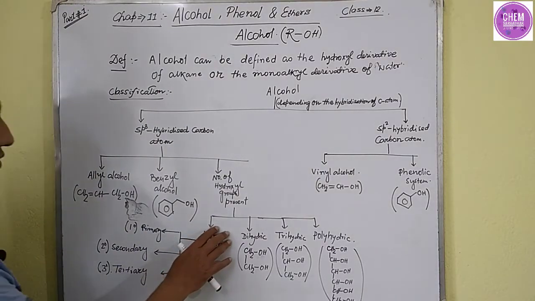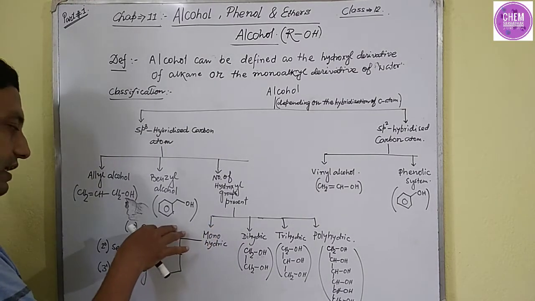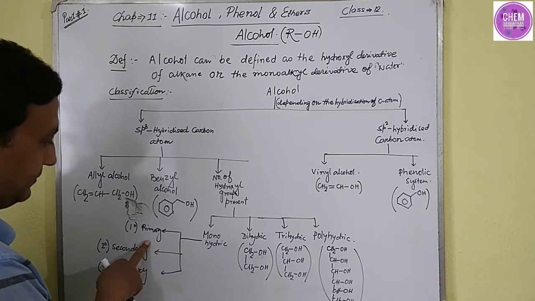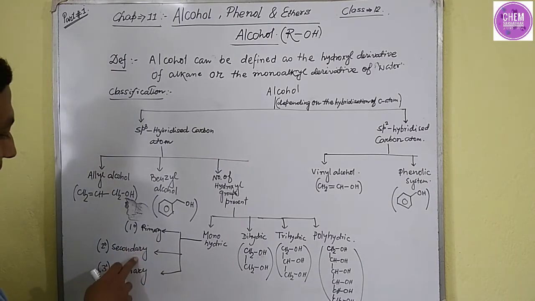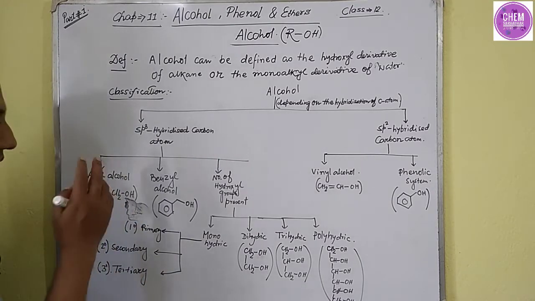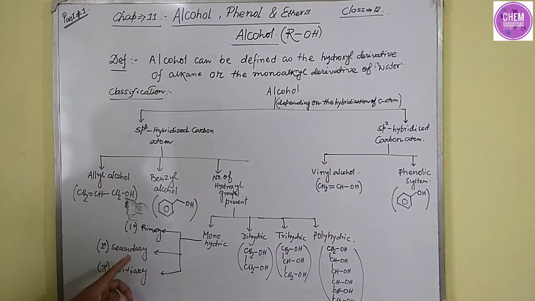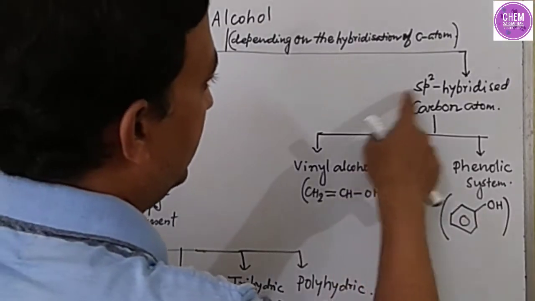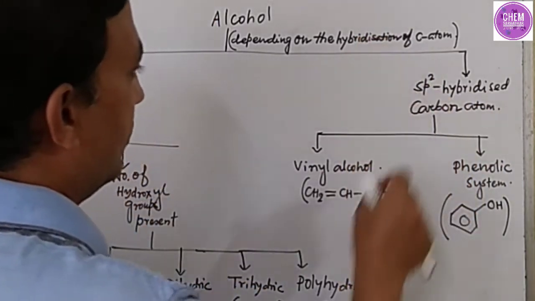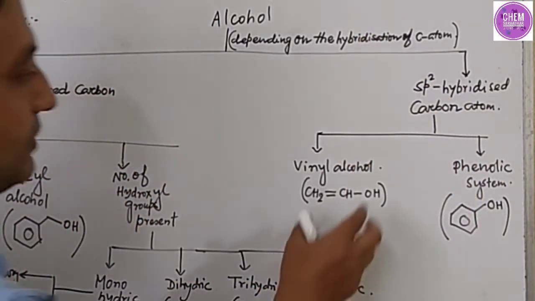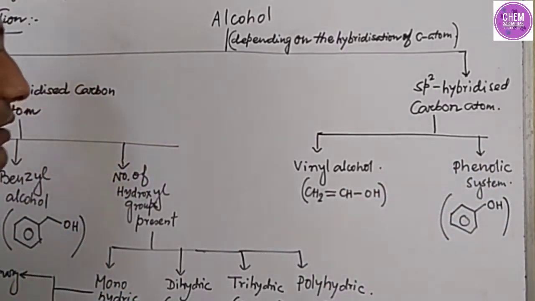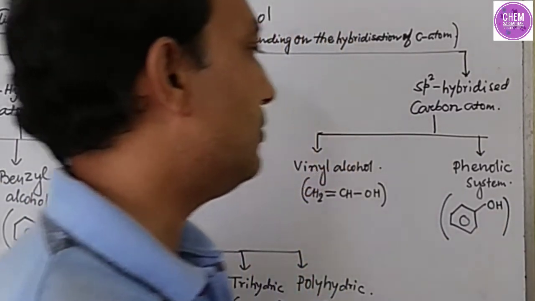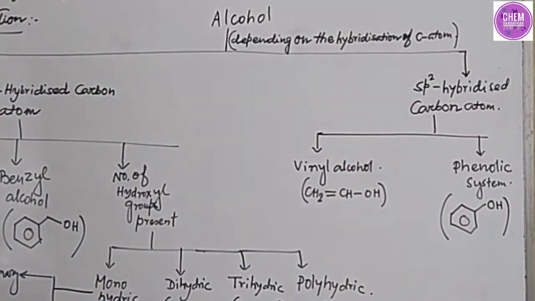Now monohydric alcohol can be further classified into three categories, that is primary, secondary and tertiary. What is primary? Primary alcohol, secondary alcohol and tertiary alcohol. Then there is the sp2 hybridized carbon atom, where the hydroxyl group is attached directly to an sp2 hybridized carbon, that is vinyl alcohol, and phenol. Phenol means the OH group is attached to an aromatic system, as part of the aromatic system, which is known as phenolic OH.